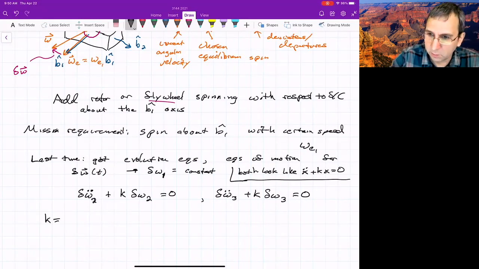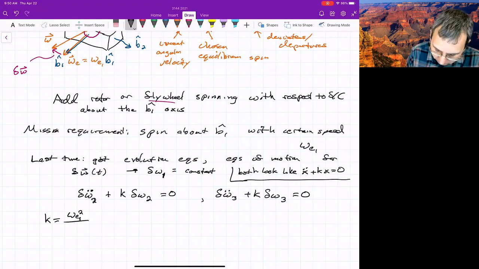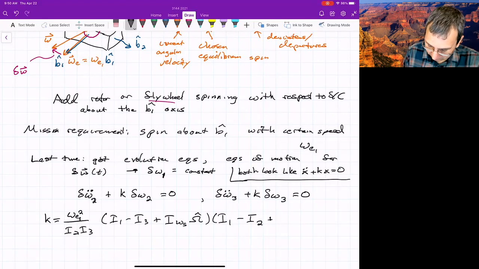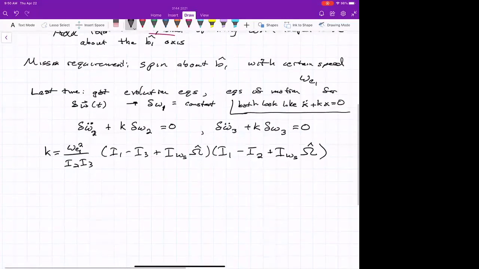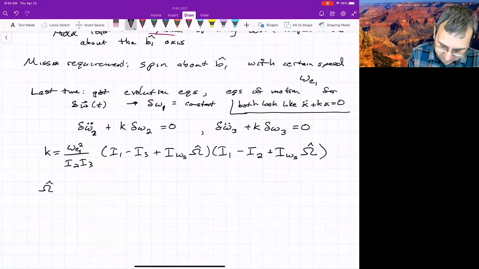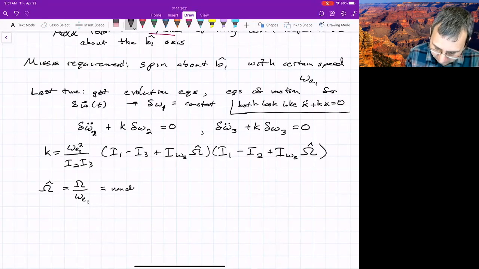What was k? K, the way that we wrote it that was nice, is omega E1 squared divided by I2 I3, times I1 minus I3 plus I omega S, omega hat. So that's what we get. We sort of factor things out so that this omega hat is omega divided by little omega e. It's just the non-dimensional flywheel spin rate.